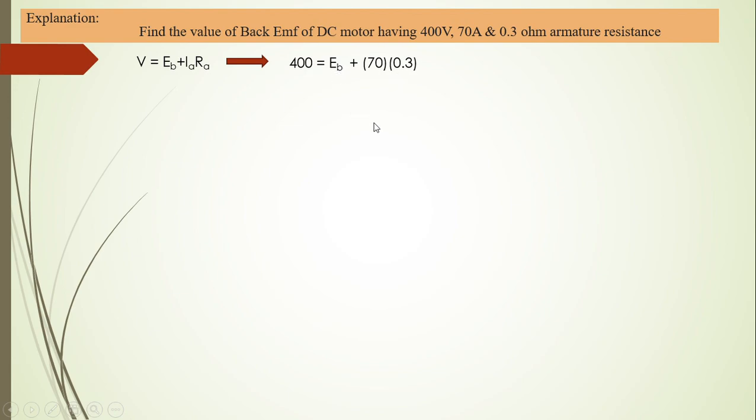The unknown value EB, so take EB at one side, remaining at opposite side. We can get the value 379 volt. So the value of back EMF is 379. It is less than the supply voltage. Back EMF is less than the voltage applied to the armature.